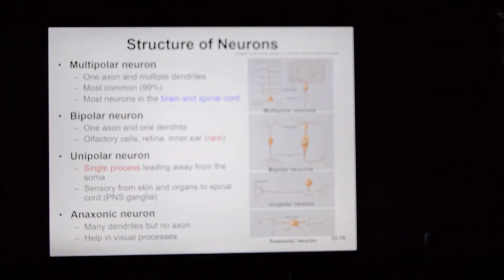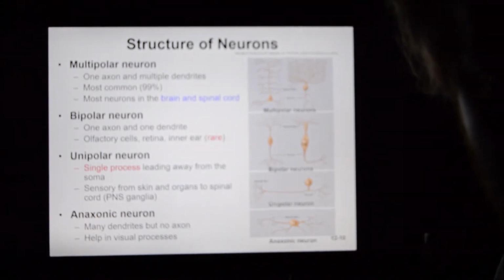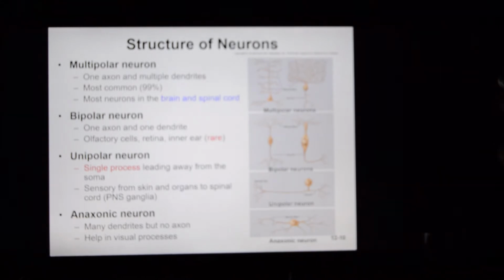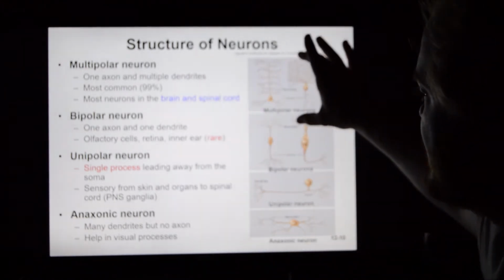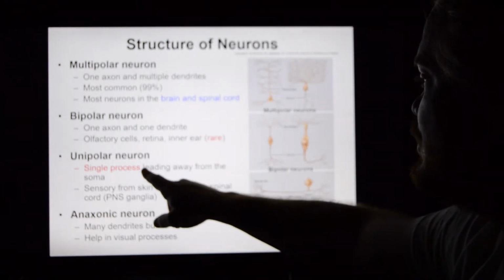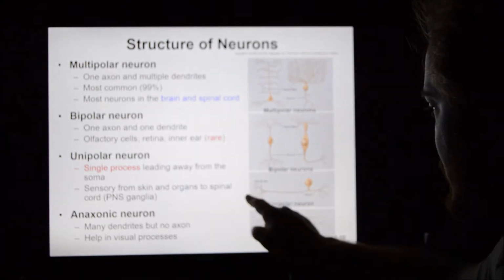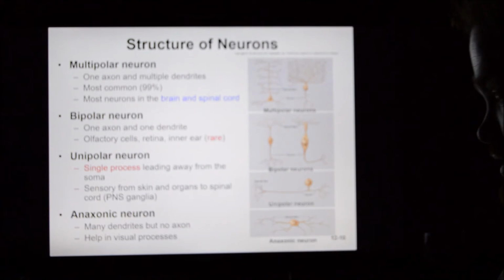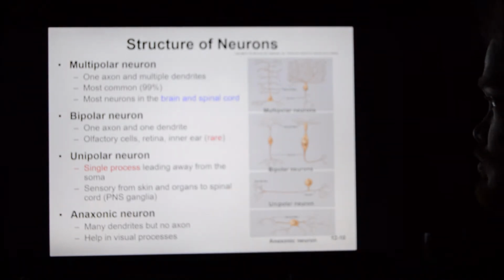Now, let's reset our video here. Okay, we have 4 different types of neurons that we're going to discuss. Multipolar neurons look like this. Bipolar neurons have 2 poles. Bipolar look like that. Unipolar neurons appear to have a single projection out of the nucleus that goes 2 different ways. And then anaxonic neurons. Anaxonic means no axon.